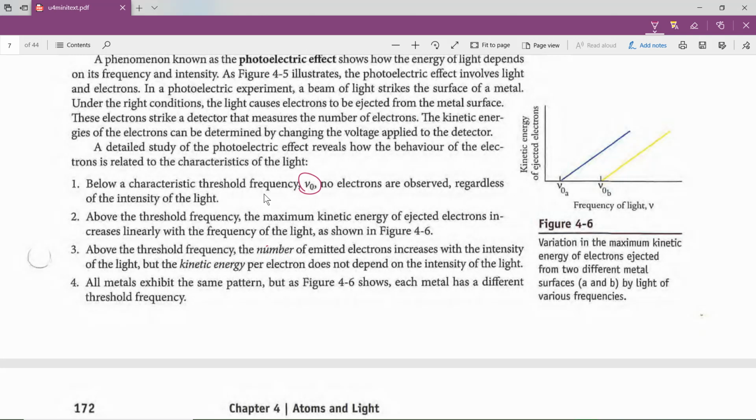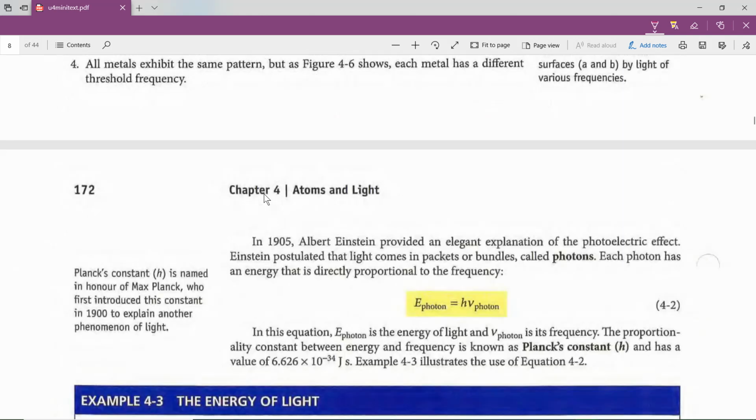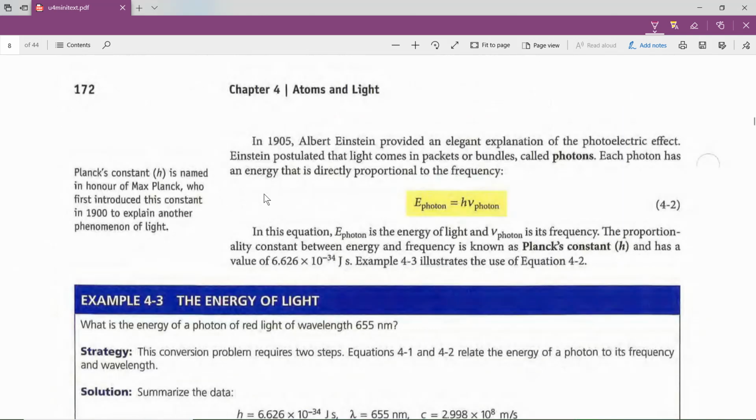And usually it's metals which are involved with the photoelectric effect. And so Einstein provided the explanation by talking about light coming in these little bundles called photons, and the energy of a photon is h times the frequency.